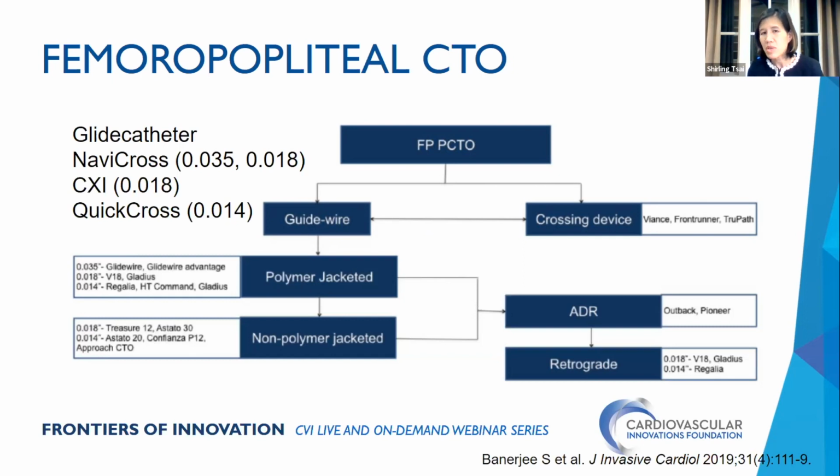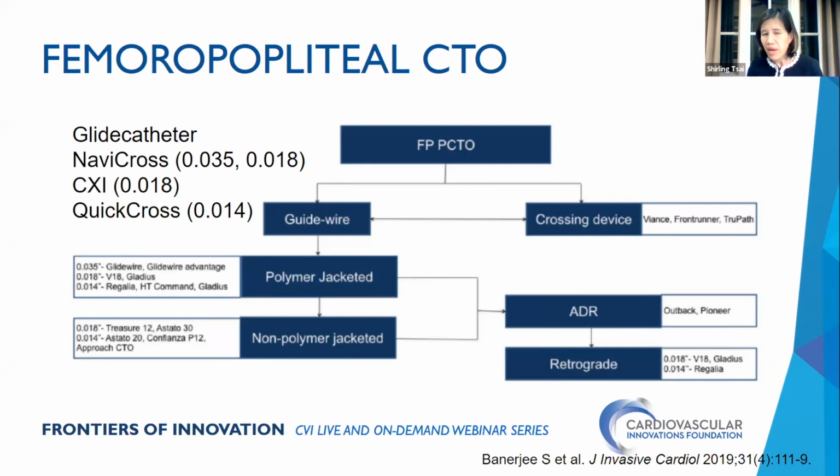Then if you're looking at doing a femoral popliteal CTOs, usually we start with a bigger platform, so an 035 platform. So there's a whole slew of wires and catheters that you can use. Really, it depends on personal preference and then whatever you have stocked in your lab. But generally, you start with an 035 system and something that is hydrophilic. So a glide wire, glide catheter combination. I like the glide wire Navicross combination, and I've come to like the 018 Navicross because it can be telescoped into the 035 Navicross. But basically whatever you're comfortable with would work.